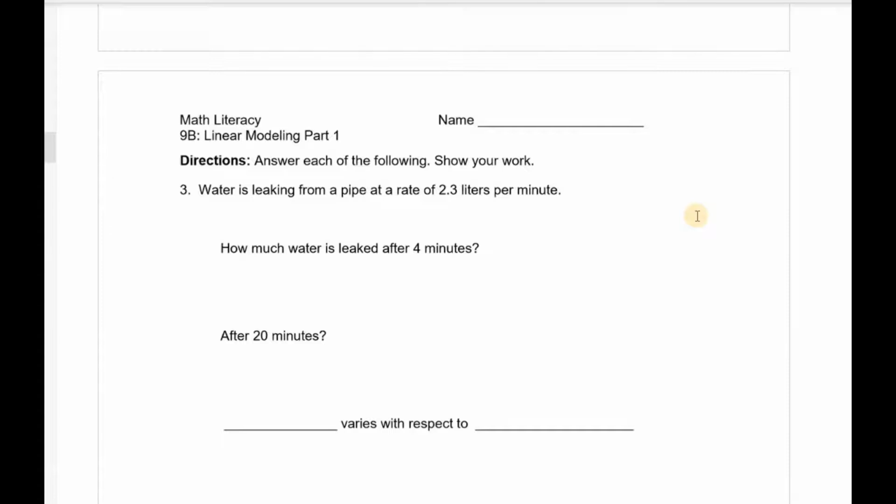Okay, problem 3. The directions just say to answer each of the following and show your work. Water is leaking from a pipe at a rate of 2.3 liters per minute. How much water is leaked after 4 minutes? So 2.3 liters every minute, and we're doing that for 4 minutes. My answer is going to be 2.3 times 4, and that's going to be 9.2 liters. So then after 20 minutes, it's going to be 2.3 times 20, and that's 46 liters.